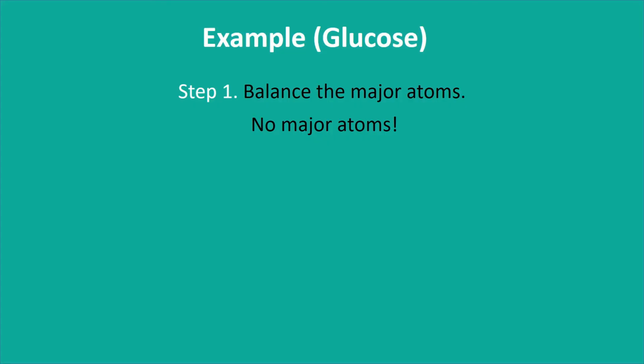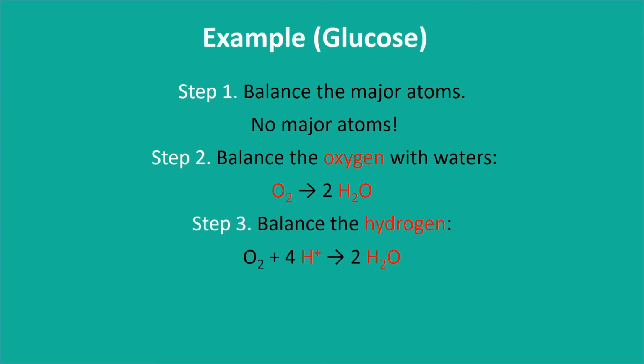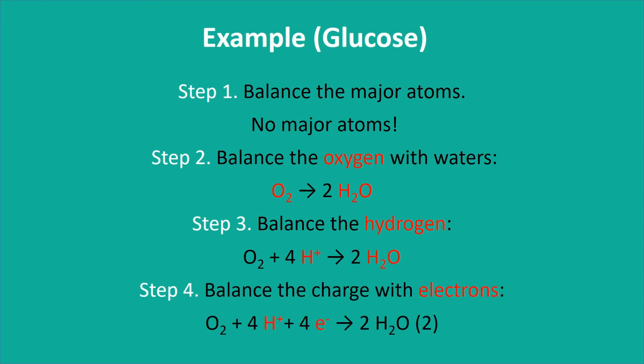Step 1. Balance the major atoms. Here there are no major atoms. Step 2. Balance the oxygen with water. 2 moles of water will balance 2 atoms of oxygen. Step 3. Balance the hydrogen. 4 protons will balance 4 atoms of hydrogen in water. Step 4. Balance the charge with electrons. 4 electrons will balance 4 protons.